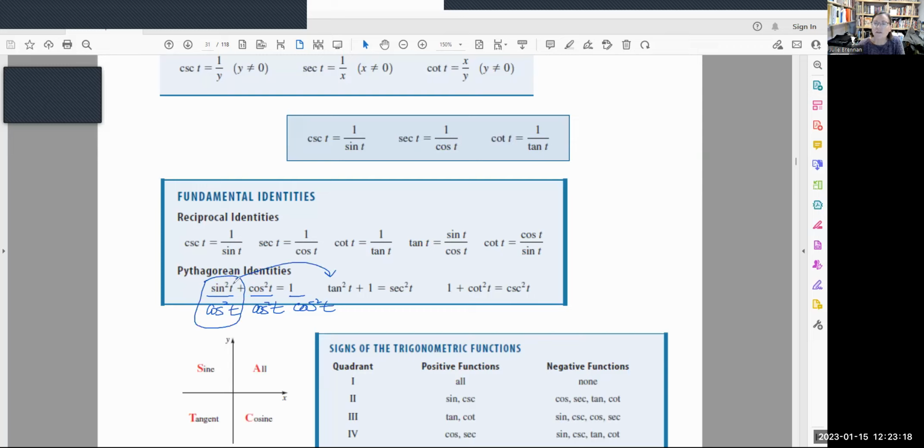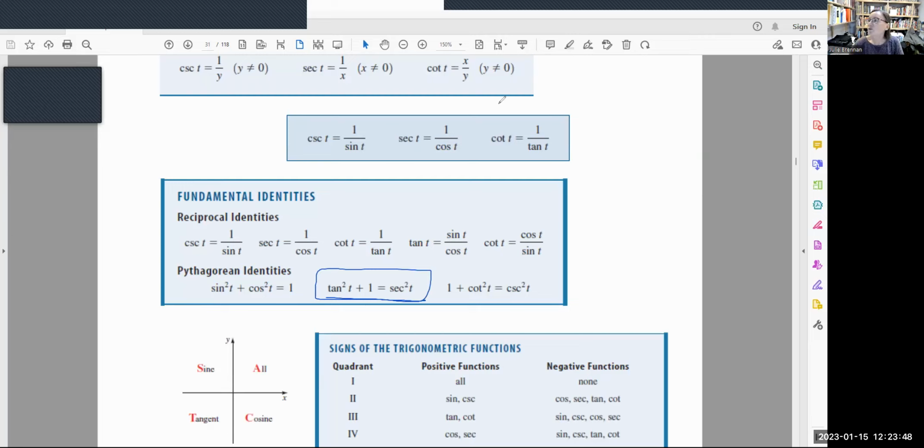Sine squared t over cosine squared t will give me tan squared t. Anything over anything will give me the 1, right? And notice the reciprocal of cosine squared t will be secant squared t. So this turns out to be a second identity, okay, that will become very helpful if we're given a tan, all right? So that's where this comes from.